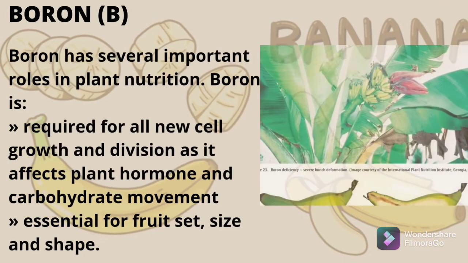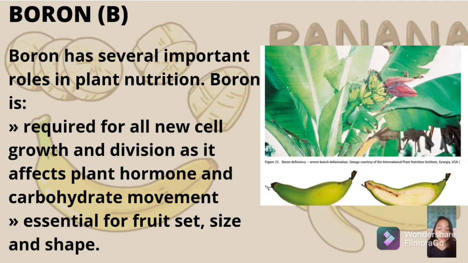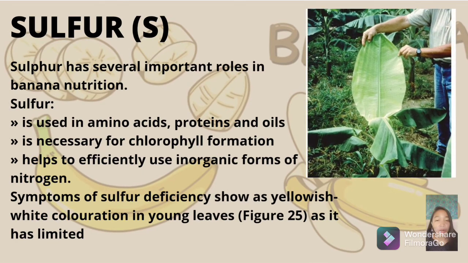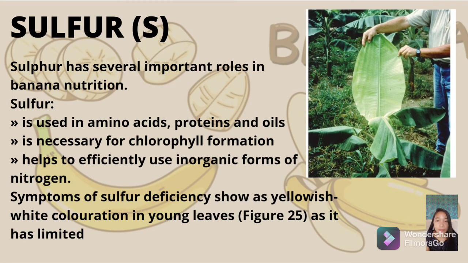Next is boron. Boron has several important roles in plant nutrition. Boron is also required for all new cell growth and division in banana production, as it affects plant hormones and carbohydrate movement. Next to boron is sulfur. Sulfur also has several important roles in banana nutrition. It is used in amino acids, proteins, and oils. And also, it is necessary for chlorophyll formation of banana.